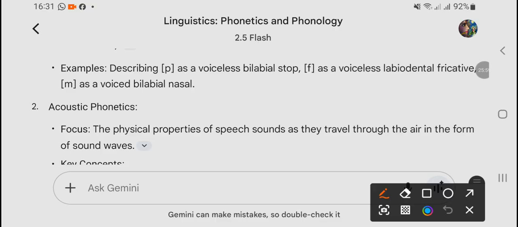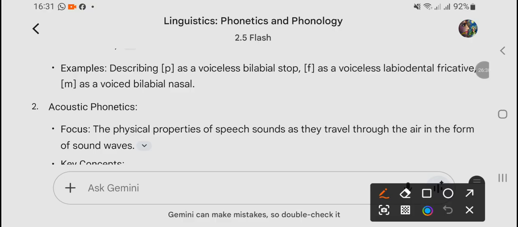And then F is a voiceless labiodental fricative. Labio, F, so that is our upper teeth touching the lower lip. So that's how F is produced, but there is little sound, a little air flows, so that is again voiceless and fricative.